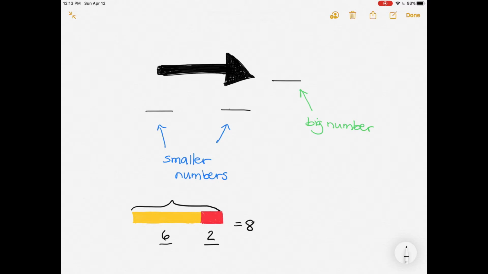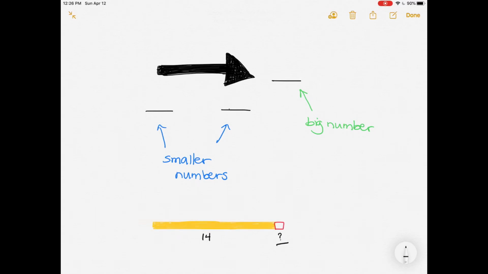Or we may know 6 and 8, and not know what this other smaller number is. If you know that 6 plus something equals 8, you can rearrange that equation to be 8 minus 6. Let's start with the bigger number and decompose it, take away the first number we do know to find out what's left over. The same applies if you knew what the 2 was and didn't know what the 6 was.